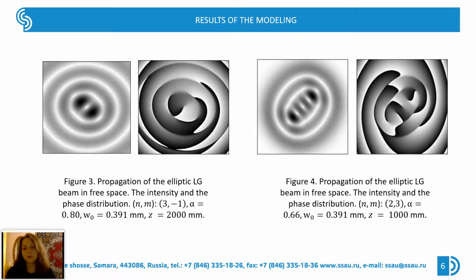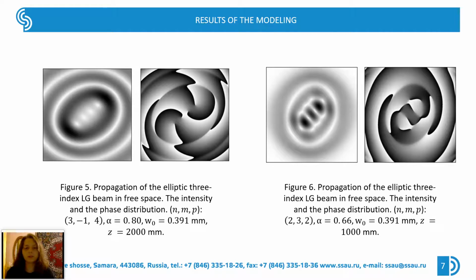In figures 5 and 6, we can see the intensity and the phase distribution of the 3-index elliptic LG beam after passing in the free space. It can be seen that the 3-index elliptic LG beam during propagation is structurally modified similar to the elliptic LG beam.